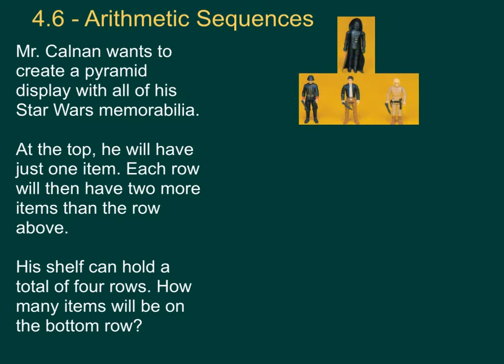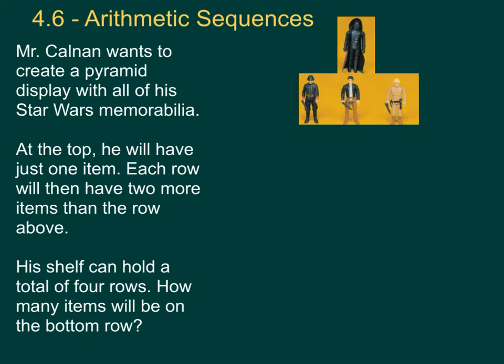And then each row underneath this is going to have two more items than the row above. So you can see the next row has three different items, because 3 is 2 more than 1. And now my shelf can hold a total of 4 rows. How many items will be on the bottom row?